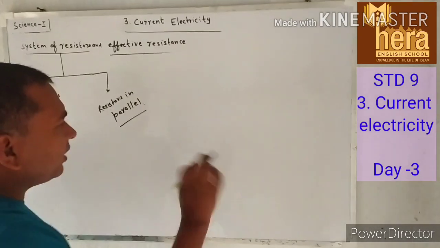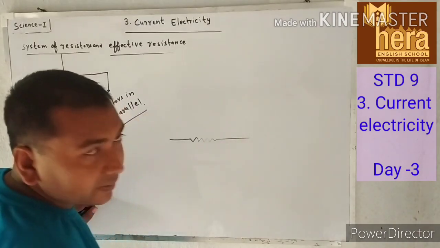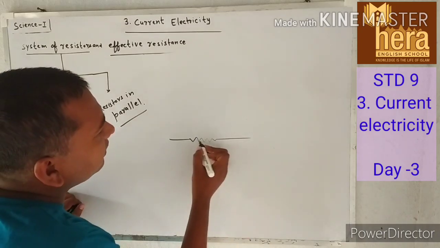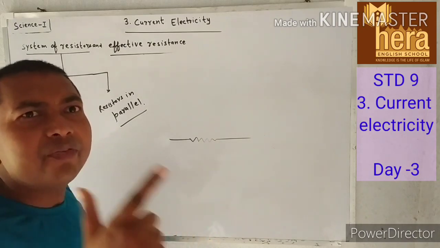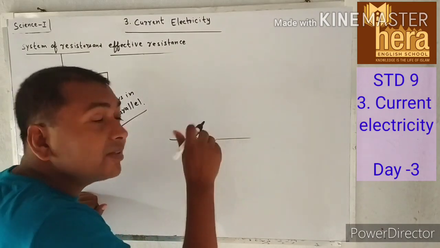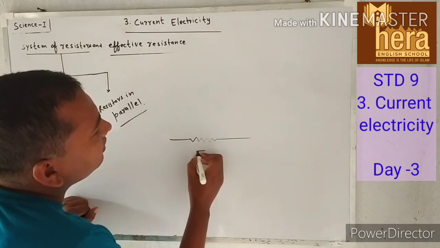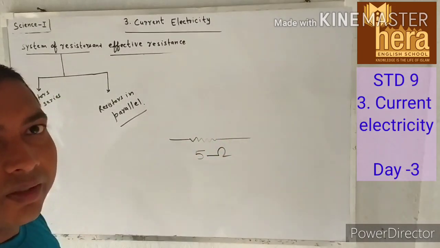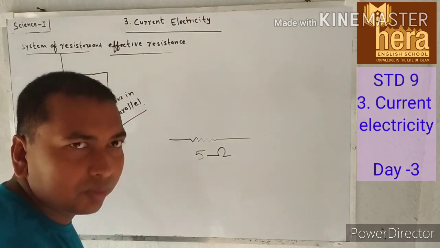So this is the symbol of resistance. There is a slight difference between resistance and resistor. Here we can say this is a resistor having resistance, say, 5 ohm. You have to say this is a resistor having resistance 5 ohm.